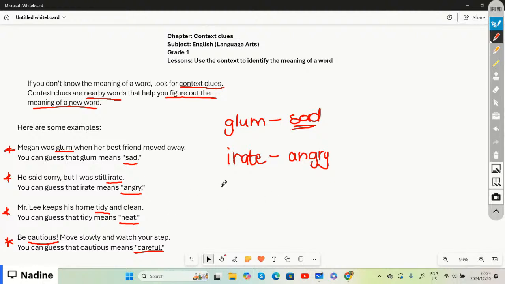All right. Then we have tidy. And another word for tidy is neat. You have to be neat. Your clothes are nicely packed, your bed is made, your shoes are packed away. Like everything is just tidy.